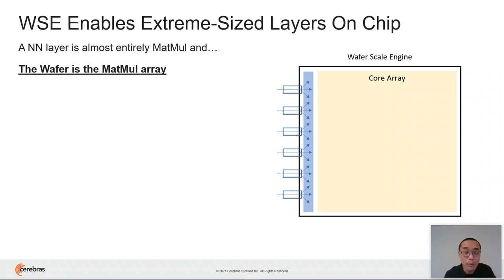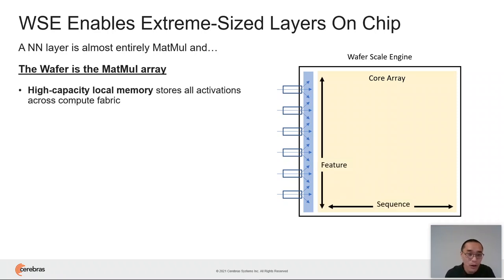To solve the second problem of running a giant layer on chip, we rely on the uniquely massive scale of the wafer scale engine. A single Cerebras chip is uniquely capable of fitting and running the full spectrum of layer sizes, even extremely large layers, using the exact same method, resulting in exactly the same high performance. There's no need to distribute, no need to partition, no need to coordinate. Let me show you why. Neural network layers boil down to matrix multiplication. And because of the scale of the CS2, we're able to use all 850,000 cores of the wafer as a single giant matrix multiply array.